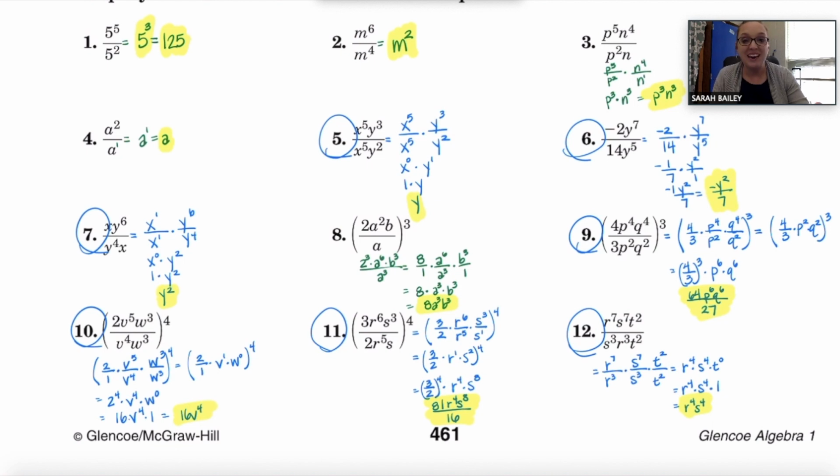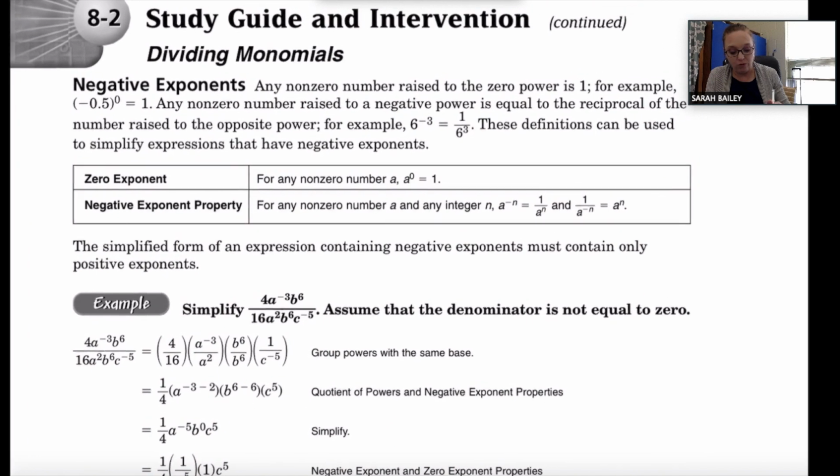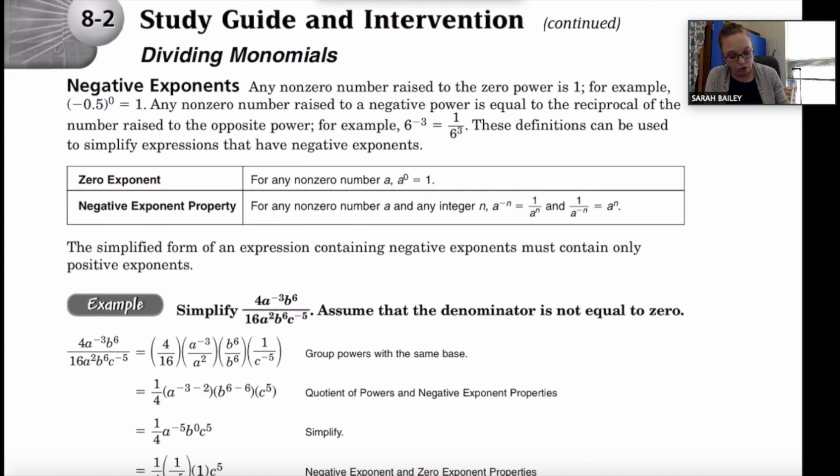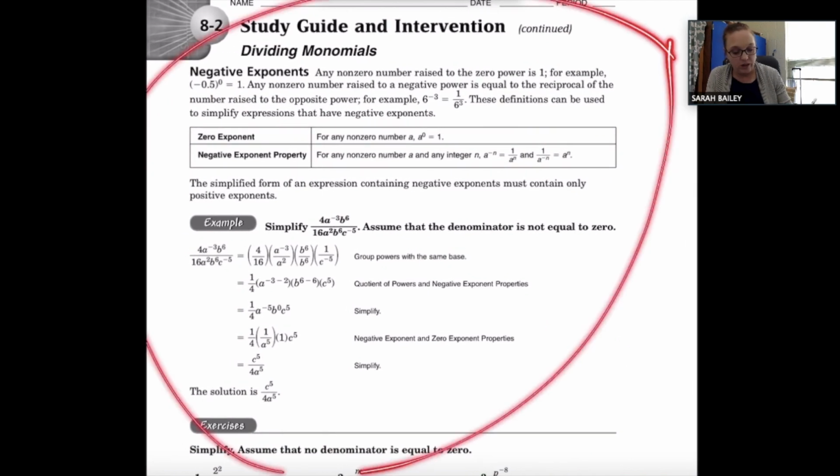All right, now let's go to the next page. All right, so for this page, you have some more information. And I want you to pause the video. Whoops, let me zoom out a little bit. I want you to pause the video and I want you to read over this information.